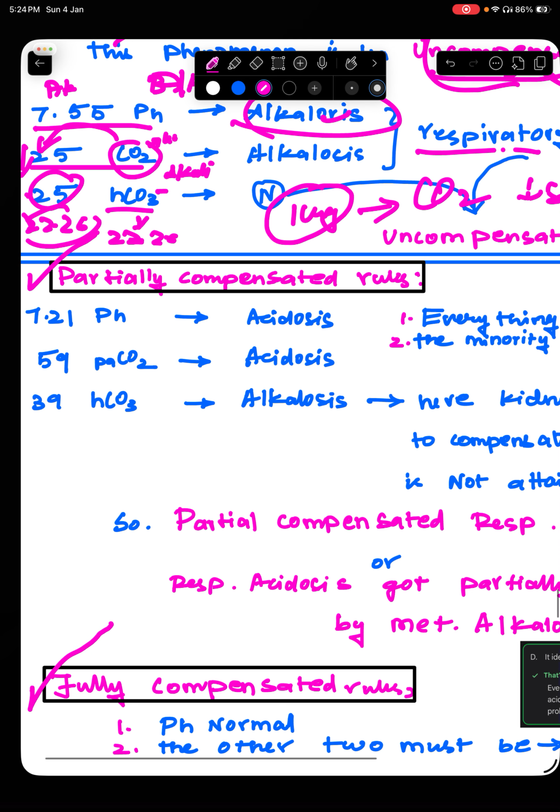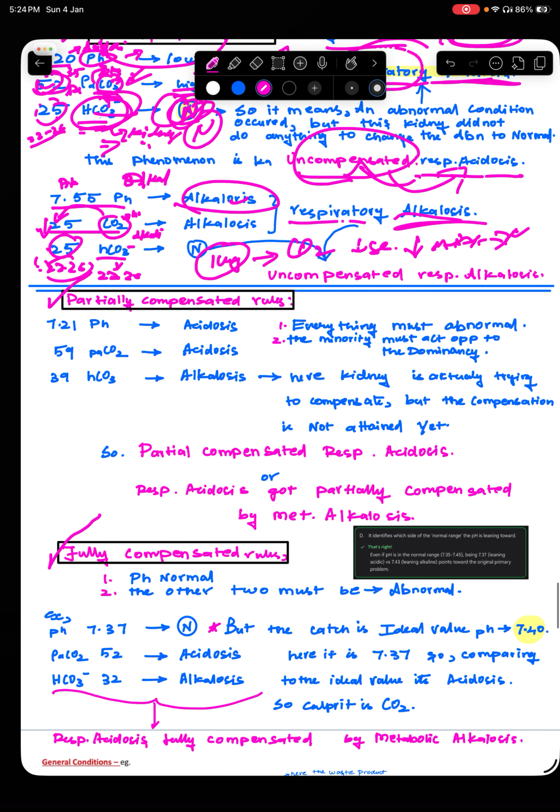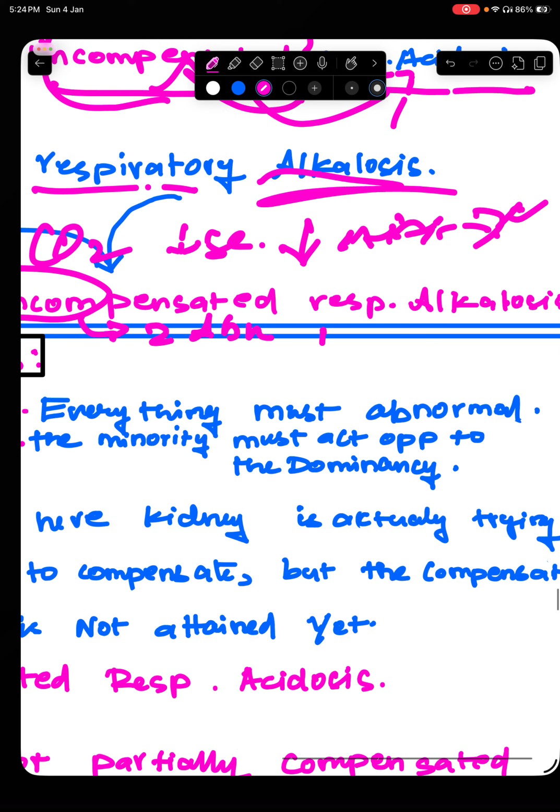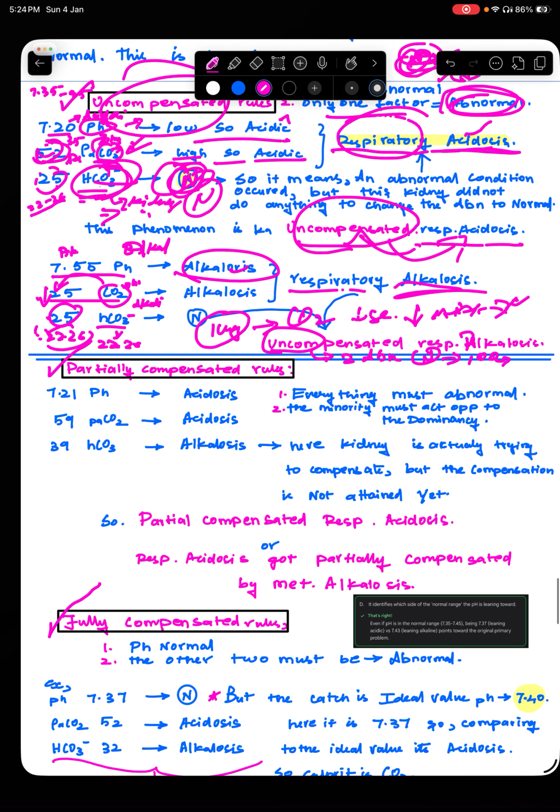So guys, the partially compensated rule. What do you mean by partially compensated? What we studied first is uncompensated, which means two are abnormal and the other one must be 100% normal. Only then does it mean that it is not at all compensating the problem.